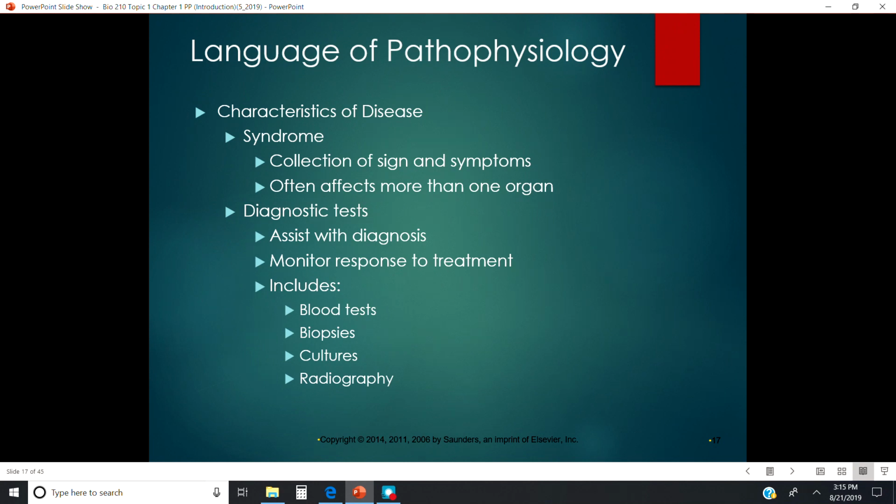Now, we had mentioned this on a previous slide. Sometimes when we do a diagnosis, we use diagnostic tests. They just assist with a diagnosis, and once we've established the diagnosis, we can also use the diagnostic tests to monitor response to the treatment. Hey, how's the patient doing? Are they getting better, right? So we'll continually monitor the blood pressure. We'll monitor blood tests. But they include biopsies also, cultures. Hopefully, as somebody's infection is getting better, the cultures will get better. They include x-rays, MRIs, CAT scans, ultrasounds, that type of thing. These things fall under radiography.